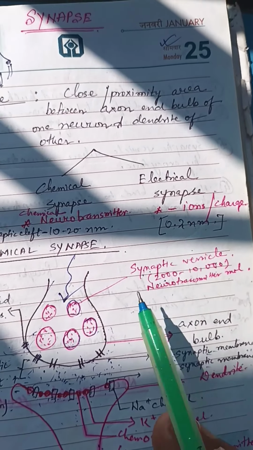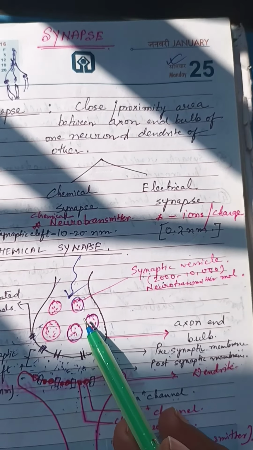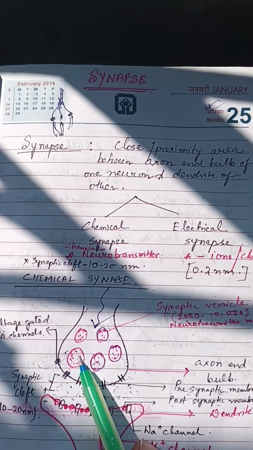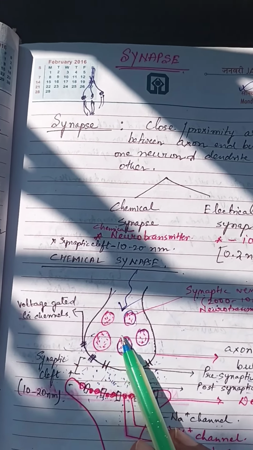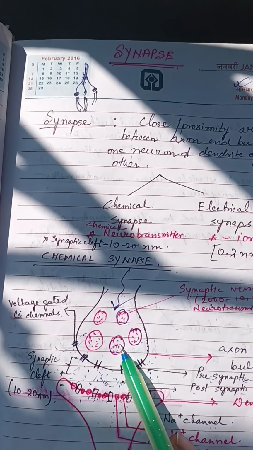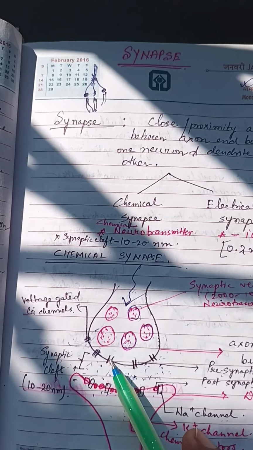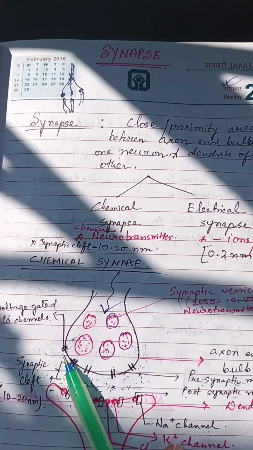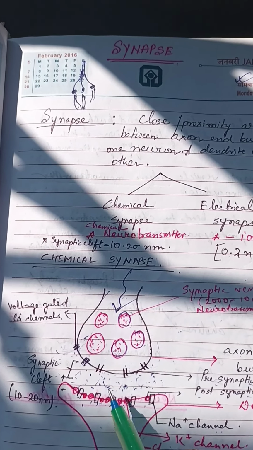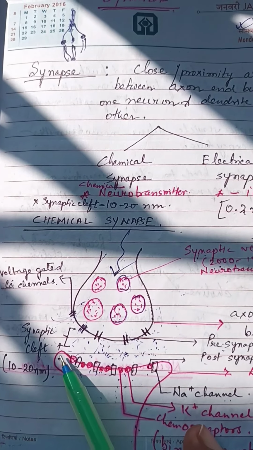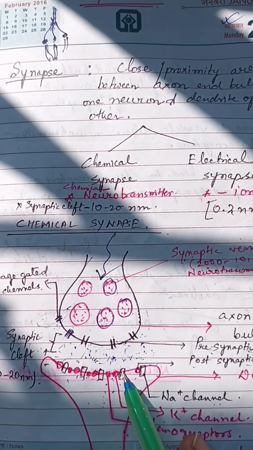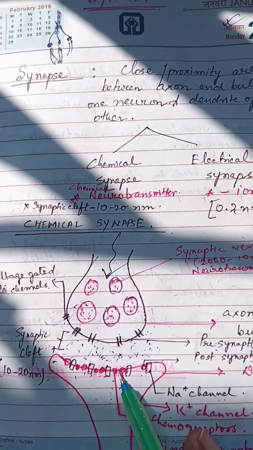Okay, so now we are going to start with the chemical synapse. So this is the axon bulb of one neuron. Now this consists of small vesicles called synaptic vesicles. Now you all can see that a black colored gate is present. This is called the calcium gated channel, and this is called the presynaptic membrane. The other dendrite is called the postsynaptic membrane, and it consists of sodium receptors and chemoreceptors.